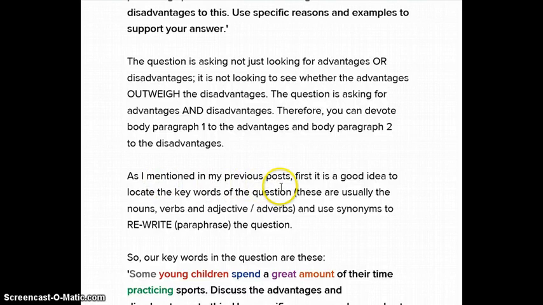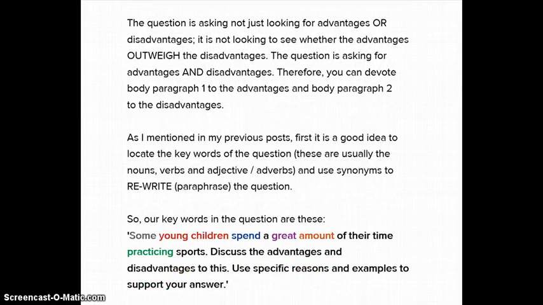As I mentioned in my previous posts, it's a very good idea to locate keywords in a question. And keywords are usually nouns, verbs, adjectives and adverbs that you would see in a sentence, and we would use synonyms of these to paraphrase or rewrite the question. And that's what I've done here. So, looking at the question itself, you can see I've highlighted some of the main words in different colors. And these are the keywords that I have selected.